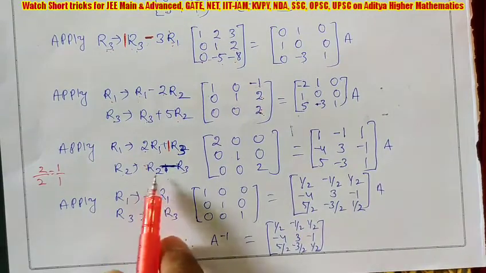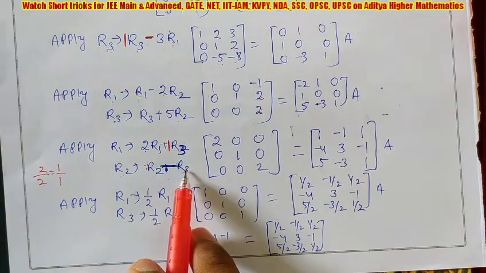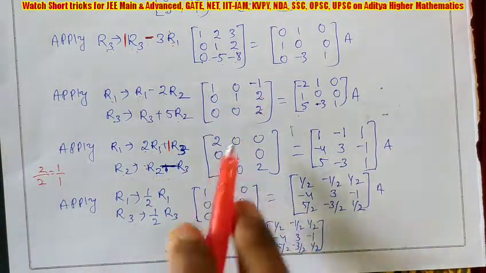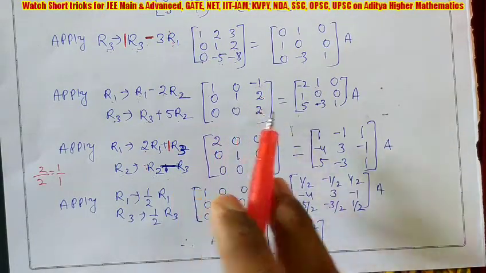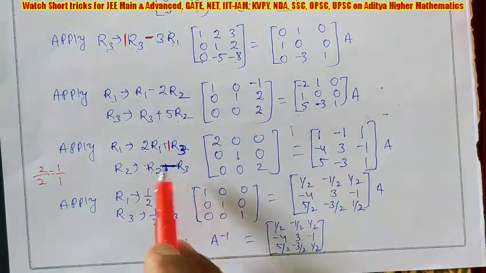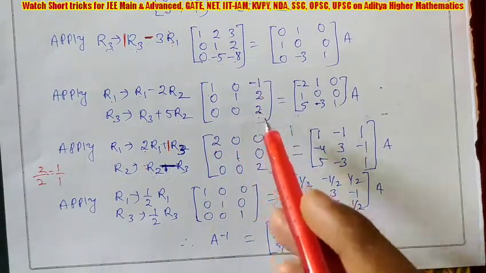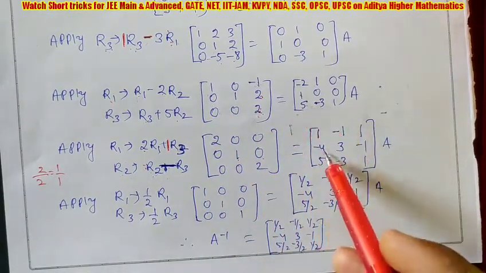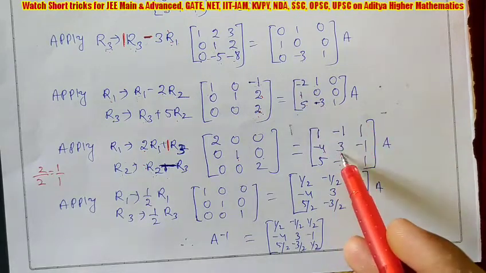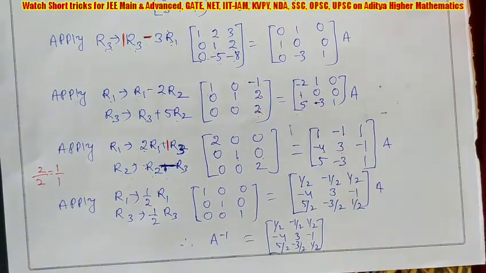Similarly, evaluate R2. It is simple. Only R2 minus R3 you have to do. 0 minus 0, 0. R2 minus R3: 0 minus 0, and 1 minus 0, 1 only. 2 minus 2, 0. 1 minus 5, minus 4. 0 minus minus, so plus 3. 0 minus 1, minus 1.